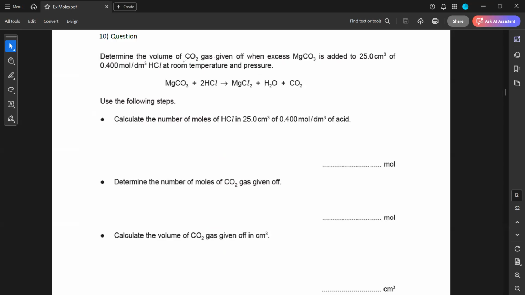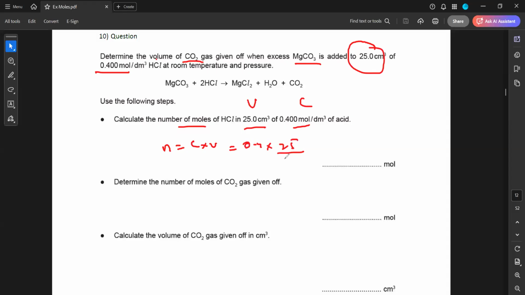Determine the volume of carbon dioxide gas given off from 25 cm cube of 0.4 mole per dm cube HCl. Calculate the number of moles. So we have the volume and the concentration. Moles equal concentration times the volume. So 0.4 multiplied by the volume, 25 divided by 1000. This will give us the moles, which is 0.01.